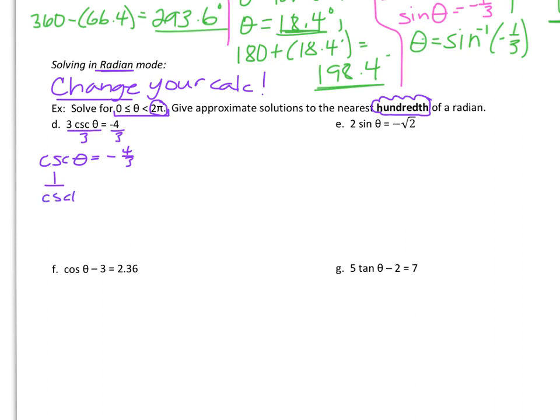When we have a reciprocal function, the next step is to take the reciprocal. So watch this. If I do 1 over cosecant theta, on the right, the reciprocal of -4/3 is -3/4. So be careful on that. All right, then we're back to that reciprocal identity. So 1 over cosecant theta is the same as sine theta equals -3/4. All right, now that you have a primary trig term, take the inverse.